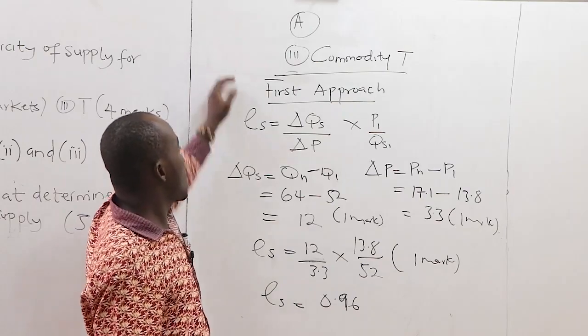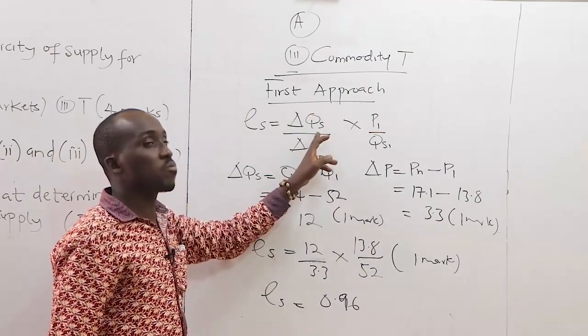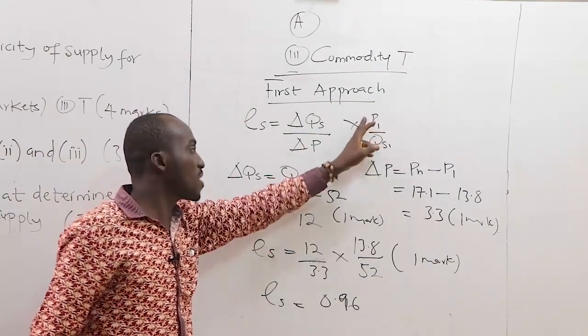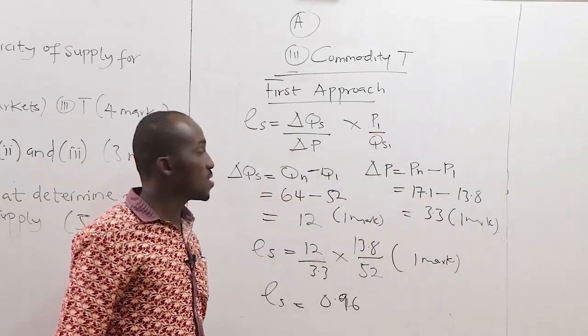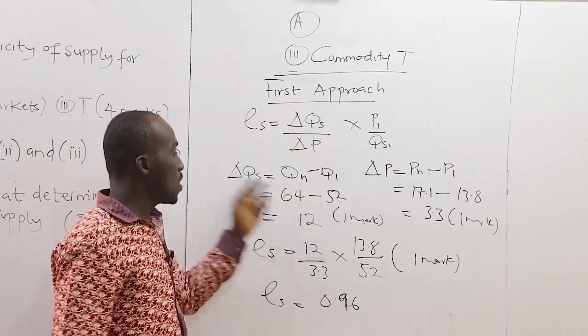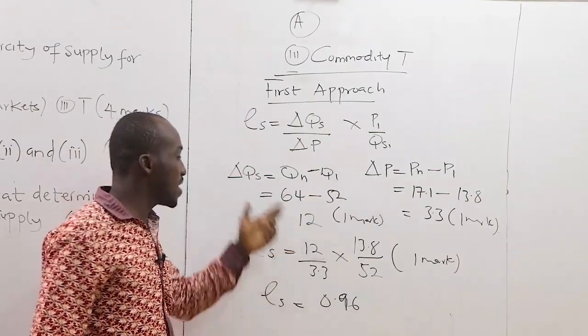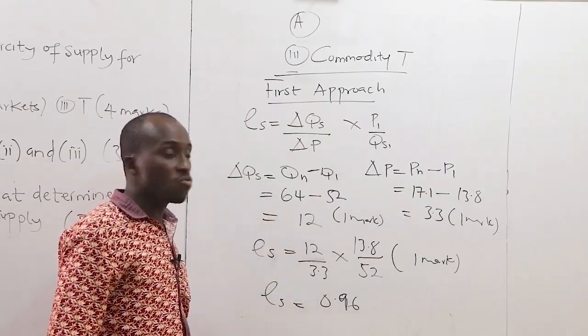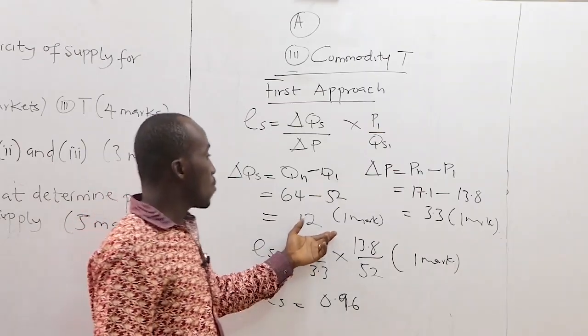The first approach: the price elasticity of supply is the change in quantity supplied over the initial quantity, divided by the change in price over the initial price. What is the new quantity? The change in quantity is the new minus the old. The new is 64, the old is 52, so you get 12.